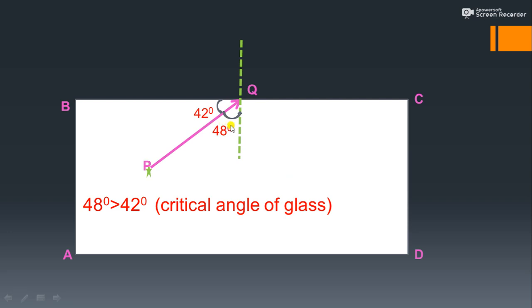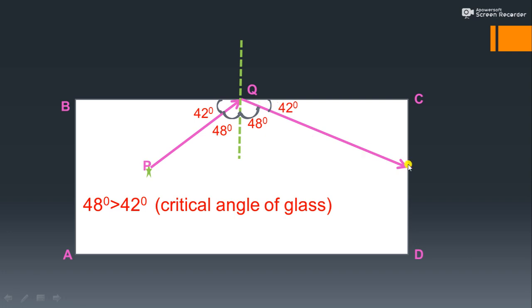So, which phenomenon will occur here? Total internal reflection. The light ray will be totally internally reflected back to the same medium with the same angle, 48 degree. Total internal reflection. And this angle is 48 degree, which means this angle is 42 degree, because 90 degree minus 48 is 42 degree.